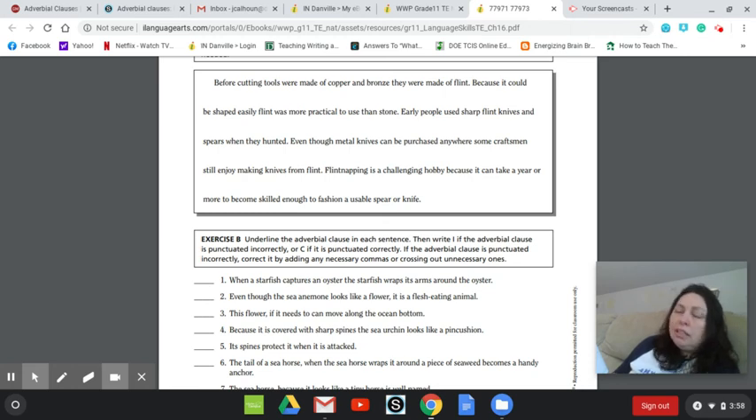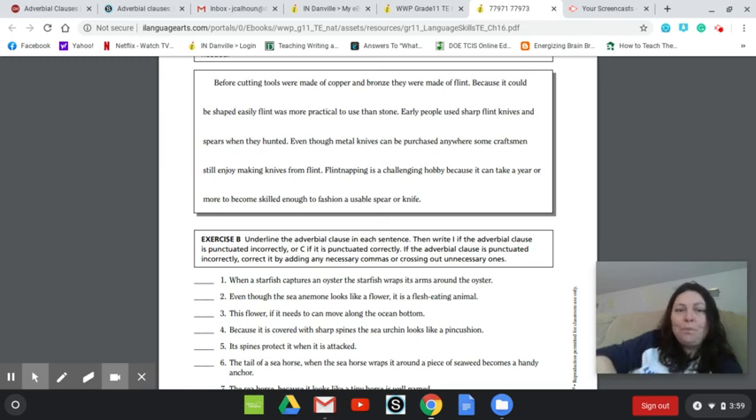"Because it could be shaped easily" is the next adverbial clause, and we need a comma there too. Next adverbial clause is "when they hunted." We do not need a comma there. If it was in the beginning of the sentence, "When they hunted, earlier people used sharp flint knives," then we would. Next adverbial clause, "even though metal knives can be purchased anywhere," and then we need a comma. The last one is "because it can take a year or more to become skilled enough to fashion a usable spear or knife," and that does not need a comma because it ends the sentence. It doesn't begin the sentence.